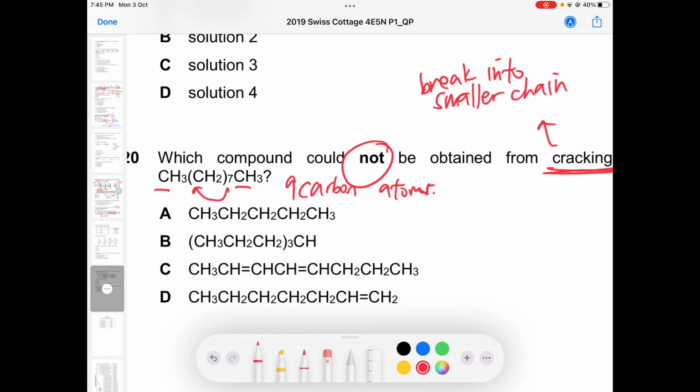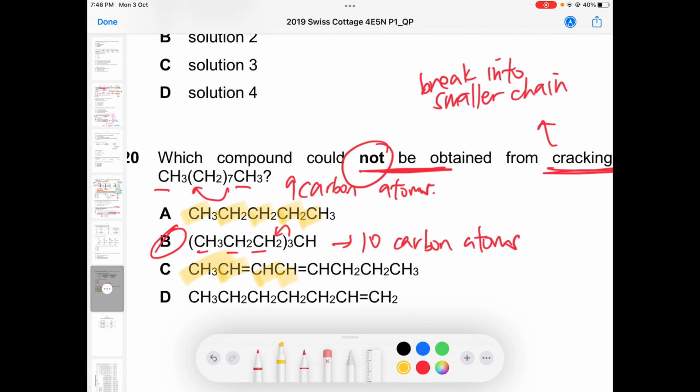So the compound that cannot be obtained is B. Because if you look at it, this is 9 carbon, total 10 carbon. I cannot obtain something with a longer chain because cracking means breaking into shorter ones. Whereas the rest, option A, 1, 2, 3, 4, 5, so shorter. Option C, 1 to 8, also shorter. Option D, 1 to 7, also shorter. So that's why option B for question 20 is the answer. Okay?